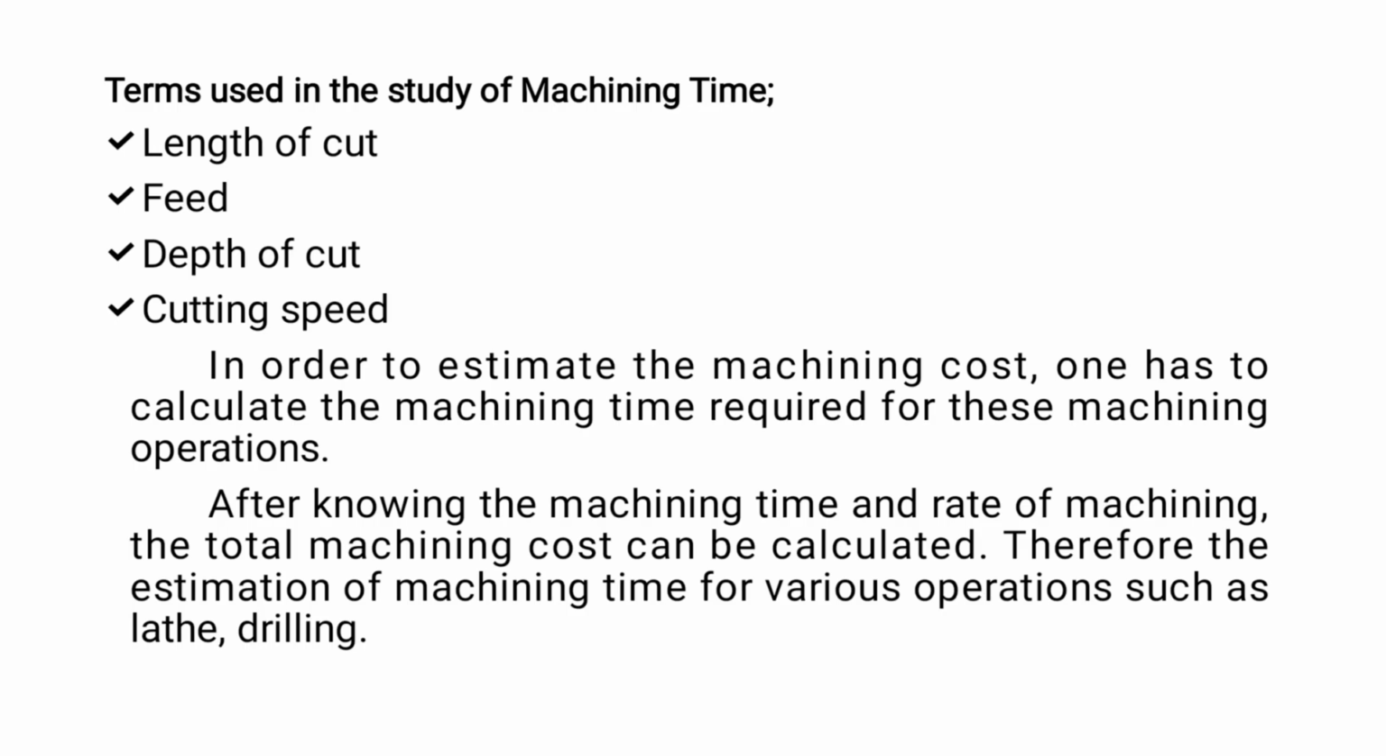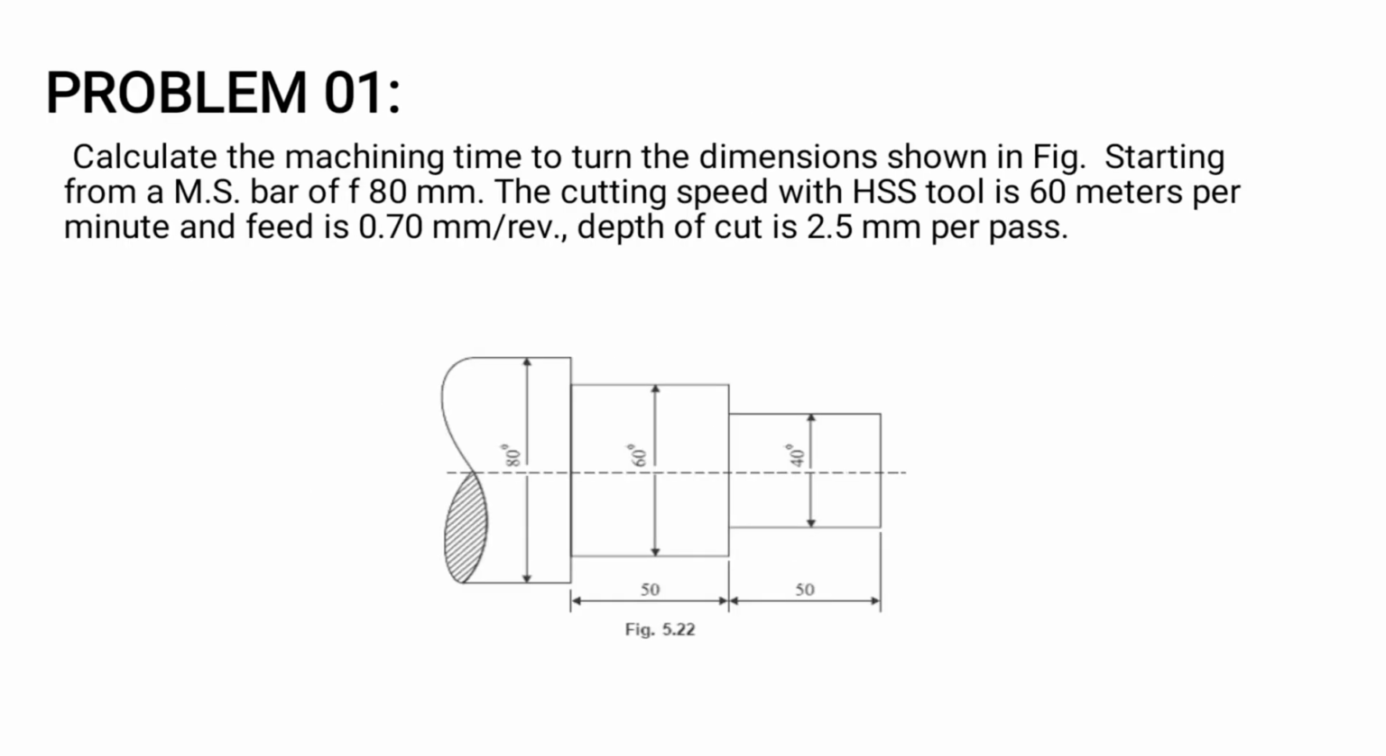Fourth one is cutting speed. The cutting speed can be defined as the relative speed between the tool and job. It is a relative term since the tool or job or both may be moving during cutting. In order to estimate the machining cost, one has to calculate the machining time required for these machining operations. After knowing the machining time and rate of machining, the total machining cost can be calculated. Therefore, the estimation of machining time for various operations such as lathe and drilling is done.